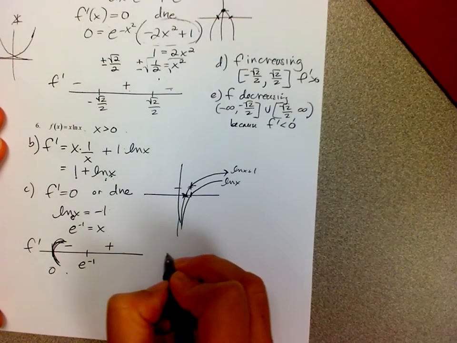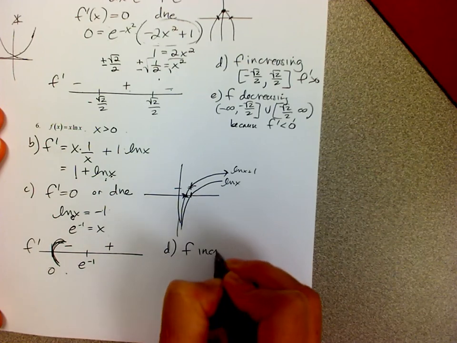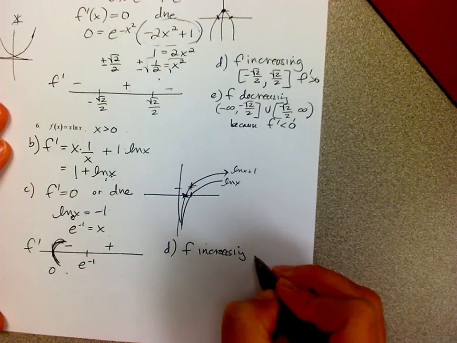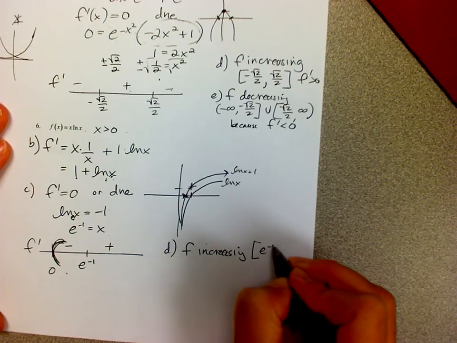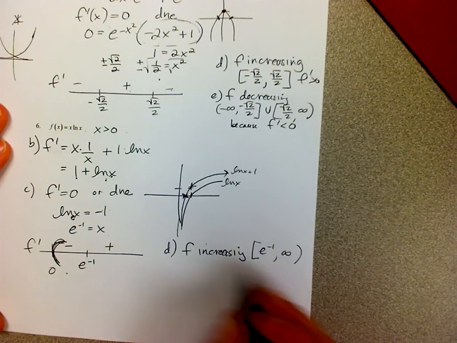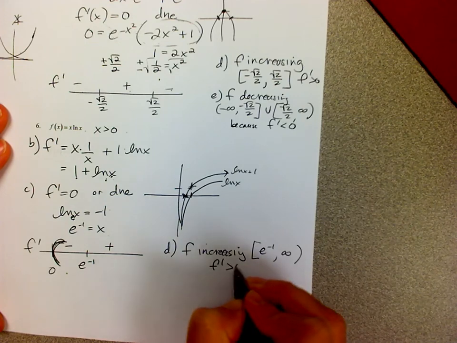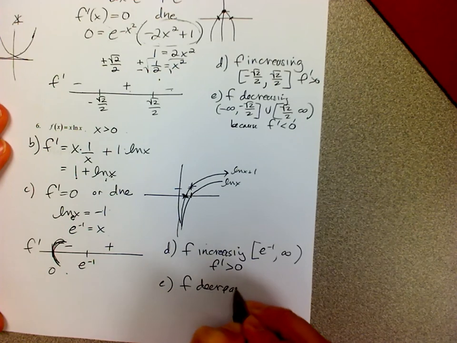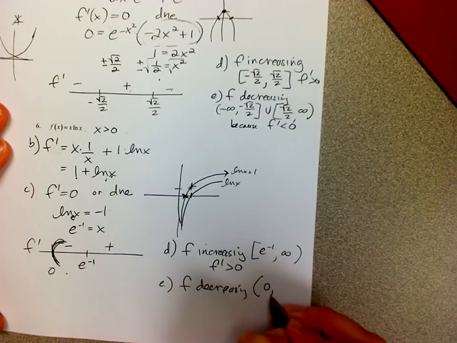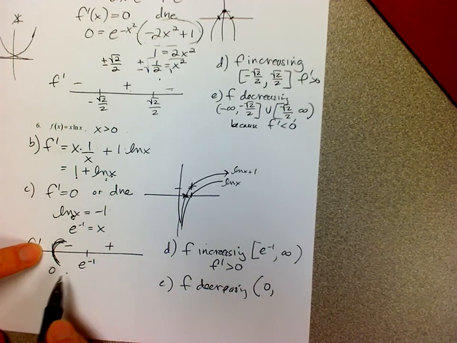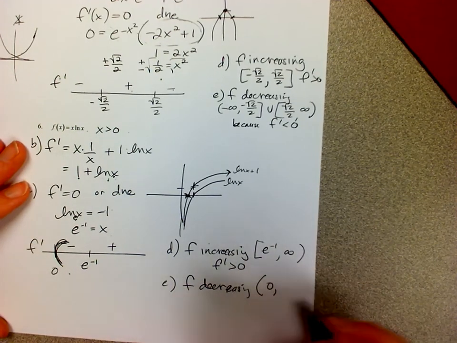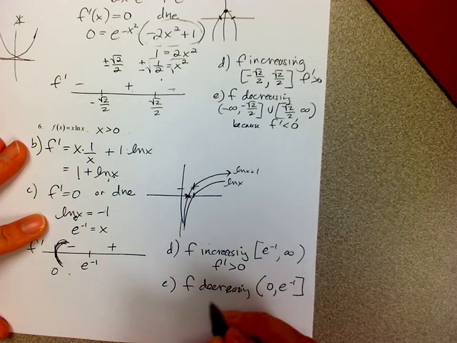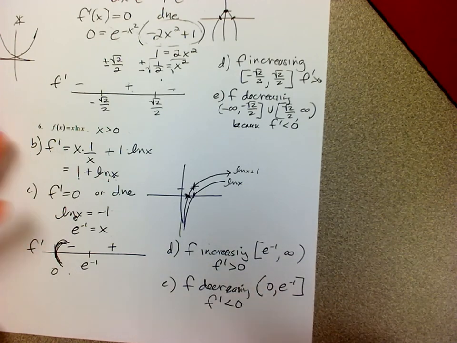And it says f will be increasing. That says increasing from, I'm going to say from e to the -1 to infinity, because f prime is greater than 0. And f is decreasing from 0, a soft 0, because it wasn't included in the domain, to e to the -1, because f prime was less than 0.